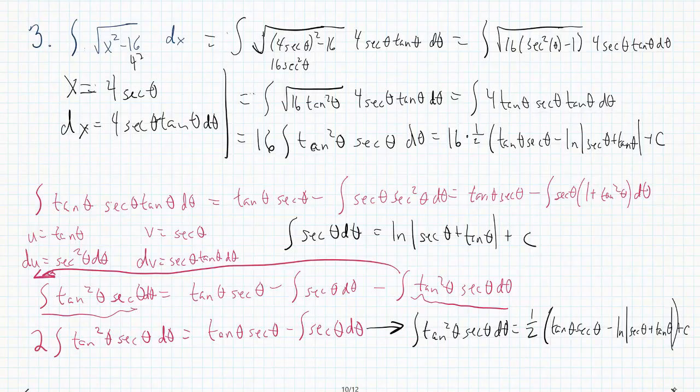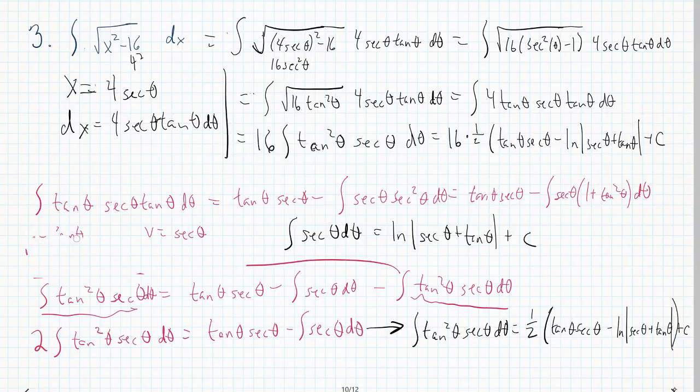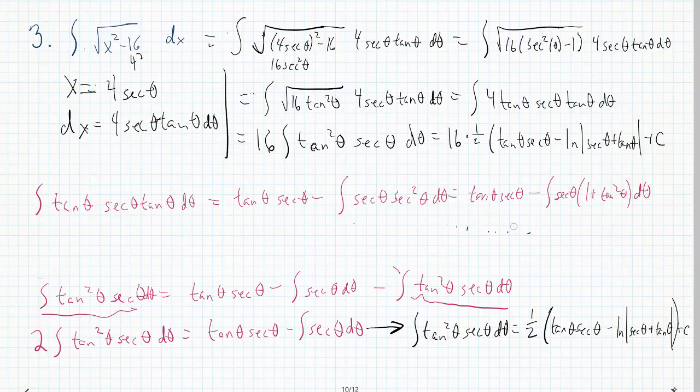Well, not quite. So the thing that we have left is we got to convert all the thetas back into the x's. Okay. So in order to do that, what do we need to have happen? Well, we have secant theta. x equals 4 secant theta, so that means secant theta, if you divide both sides by 4, equals x over 4. Okay.